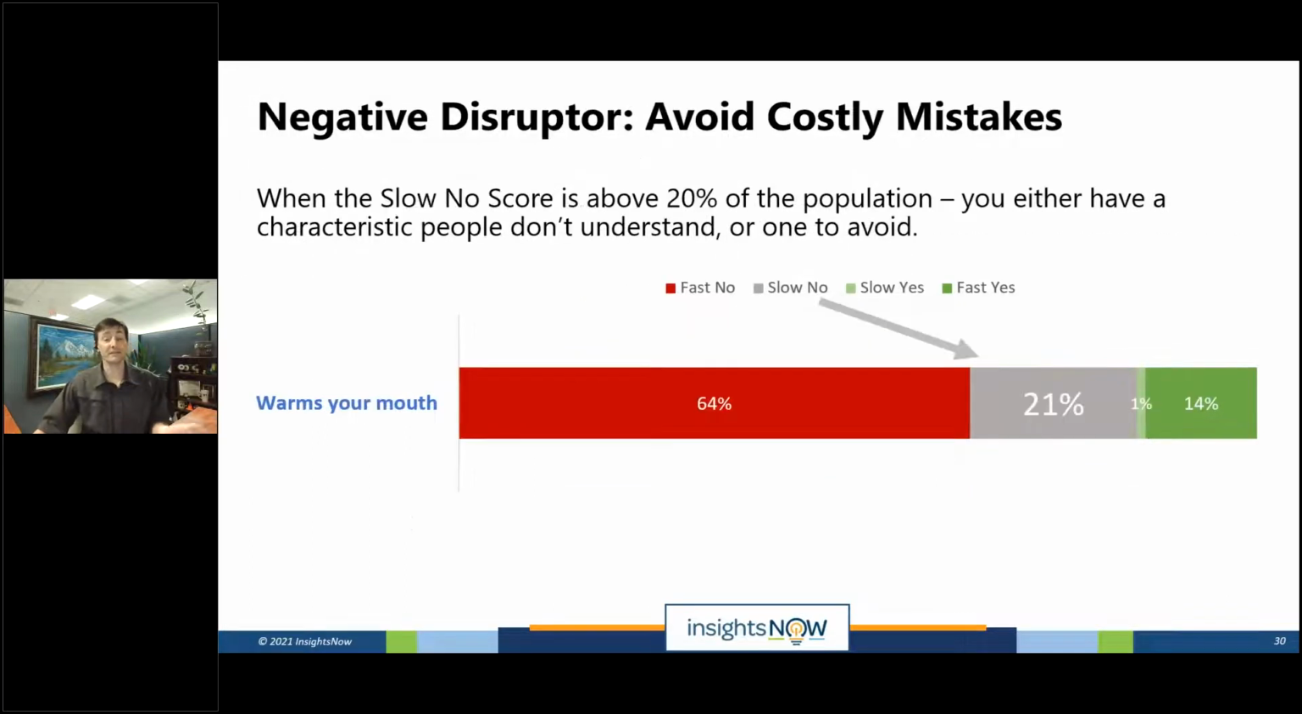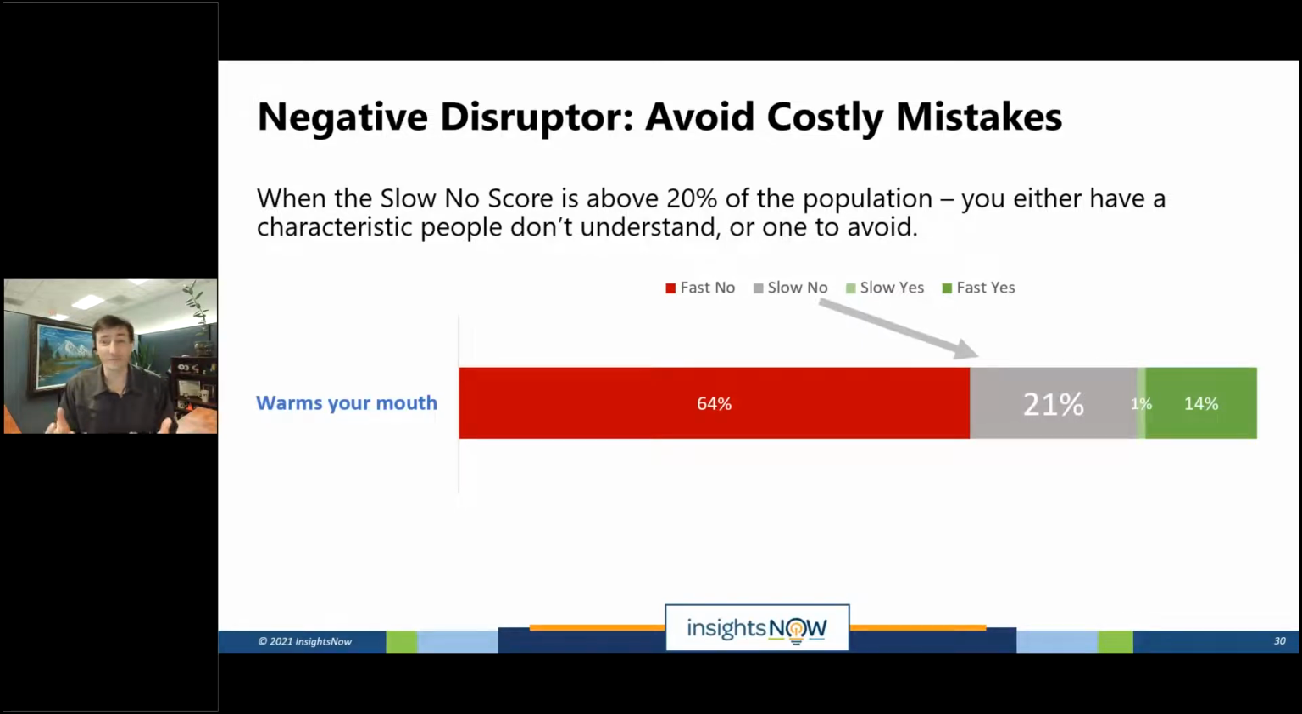Right, now the final one is the negative disruptors. Negative disruptors is the opposite of the positive, where you're looking for that 20% or more, but they're in the slow no category. So this is a group of people who were disrupted, but then when they considered it, they were like, nah, I don't think so.